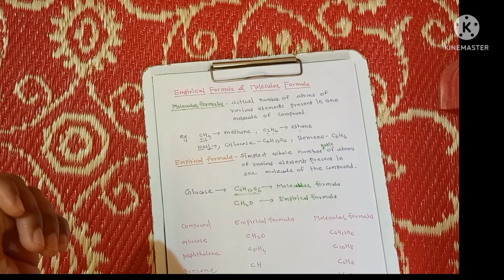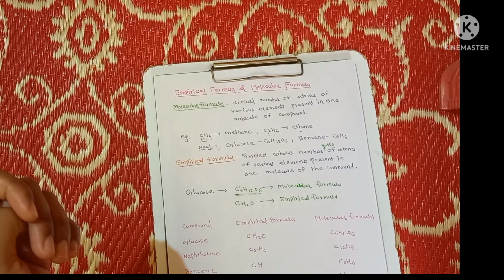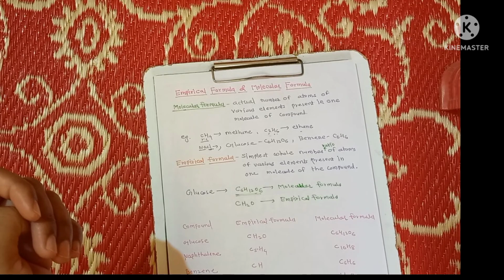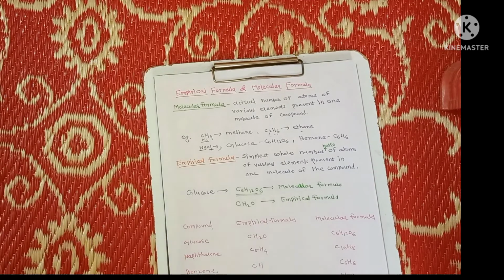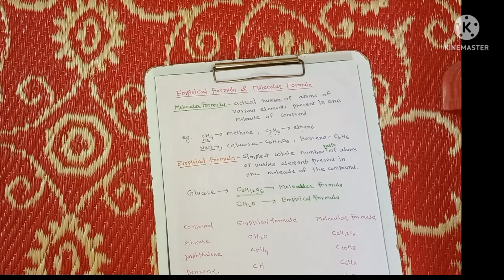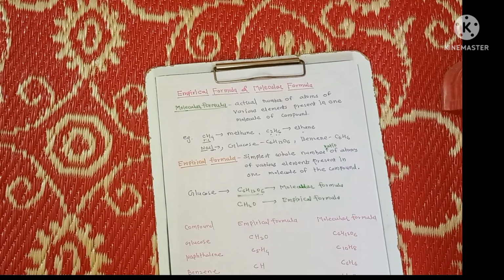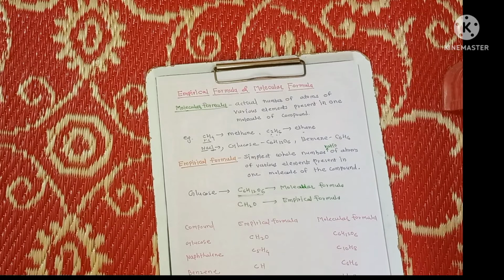Then we have to calculate C6H12O6. Then multiply this formula by 6. Then it becomes C6H12O6. Okay, got it? This is the relation between the molecular formula and empirical formula. Okay, don't confuse between the molecular formula and empirical formula. It is a very simple concept.